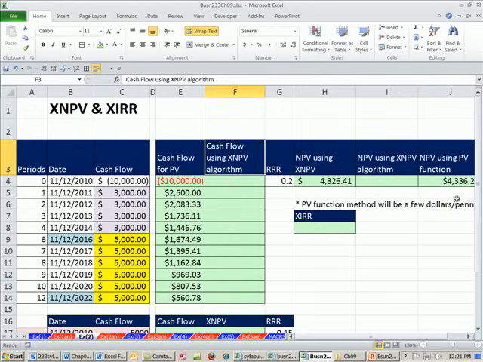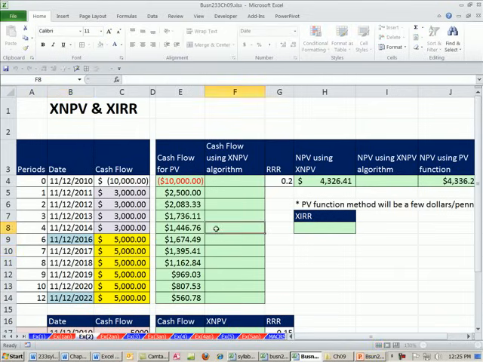Okay, so why is there a $10 difference? The reason is the algorithm. I want to show you the algorithm of how XNPV works. When it's out here at this cash flow, it asks, how do I calculate the number of periods? It takes the later date minus the earlier date. In Excel, when you take a later date and subtract an earlier date, it gives you the number of days between the two dates. So if we take the number of days and divide it by 365, it'll give us an estimate of years.